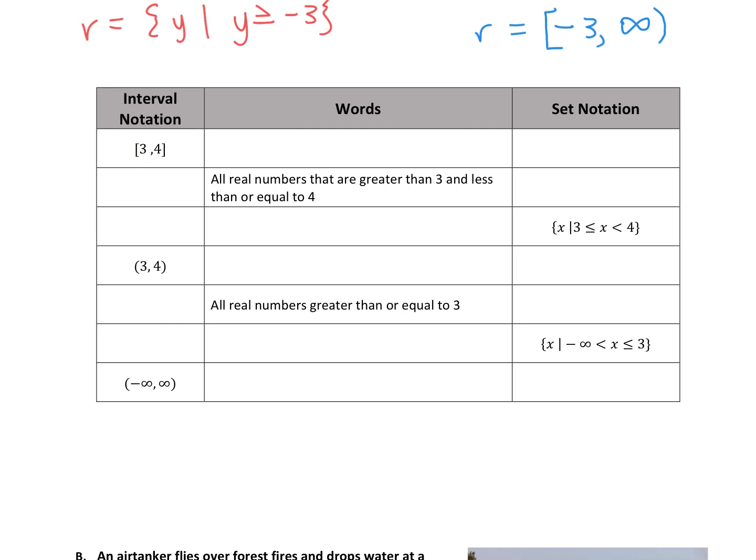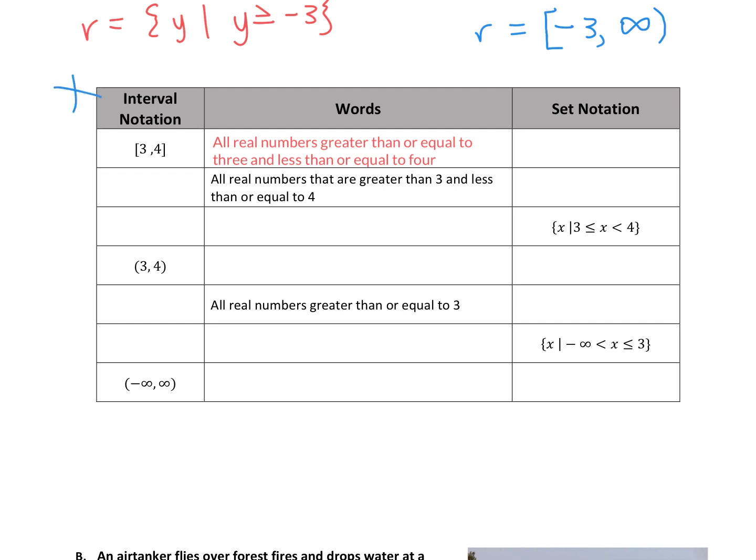That means that it's going to be all the numbers from 3 to 4, and it includes the 3 because of the bracket, and it does include the 4 because of the bracket. So those numbers could be 3, 3.2, 3.78, 3.9, and 4. Just some examples of numbers that are in that interval. So in words, we would say that we're talking about all the real numbers greater than or equal to 3 and less than or equal to 4. By the way, these are all going to be x values that we're working on. These are all going to be domains.